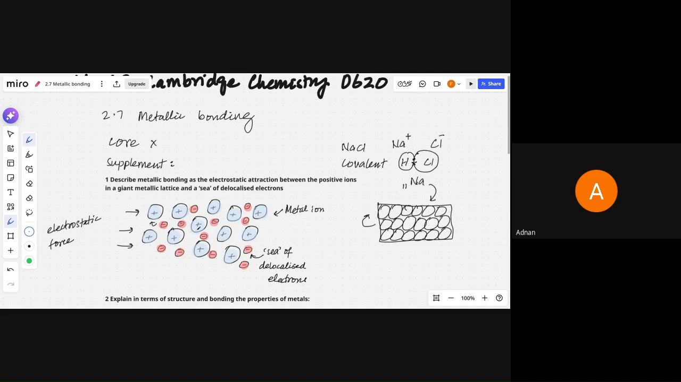Most students make a mistake when they explain metallic bonding. They say that there's an electrostatic attraction between the positive metal cations and negatively charged ions. There are no negatively charged ions. Remember that it is just the sea of delocalized electrons and positive metal ions, or we can also say metal cations, right? So this is basically what metallic bonding is.